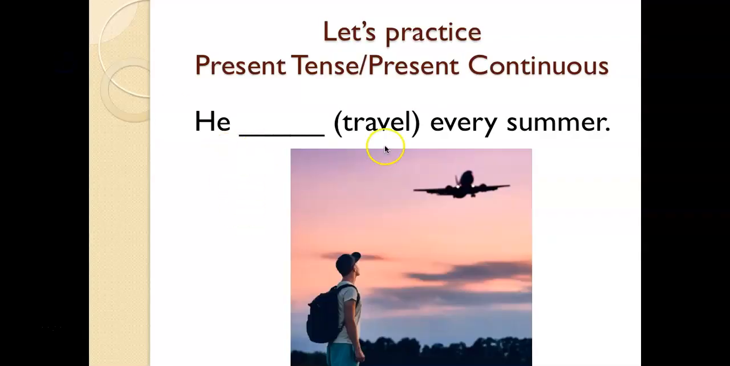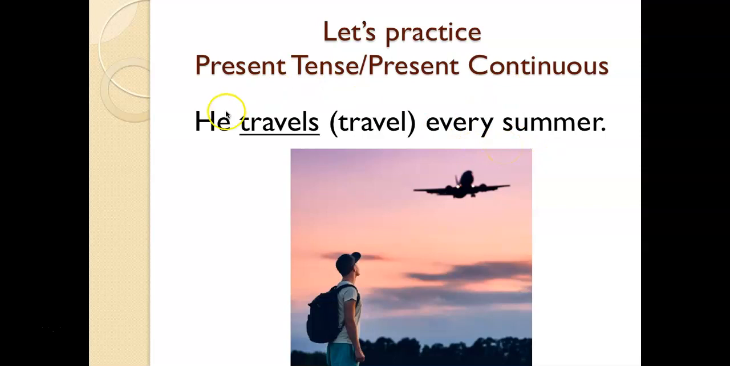This one, he travel every summer. So every summer is the clue word. Is that in the present tense or the present continuous form? So every summer is the clue word. So it's in the present tense because every summer, that means it happens often or a lot. So you say he travels every summer.